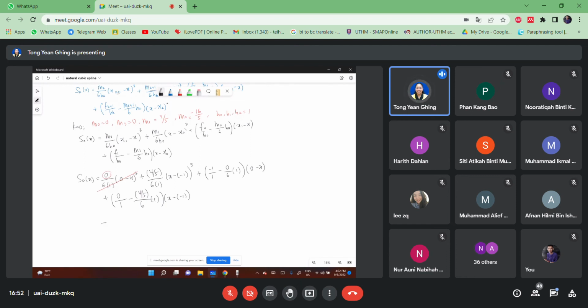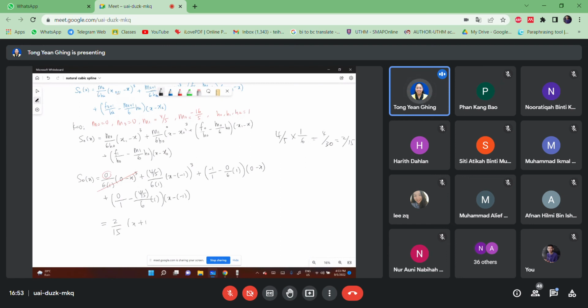So here it becomes 4 over 5 divided by 6. 4 over 5 times 1 over 1 times 1 over 6. 4 over 30. Is that correct or not? You know, 4 over 5 times 1 over 6, so 4 over 30. So it becomes 2 over 15.